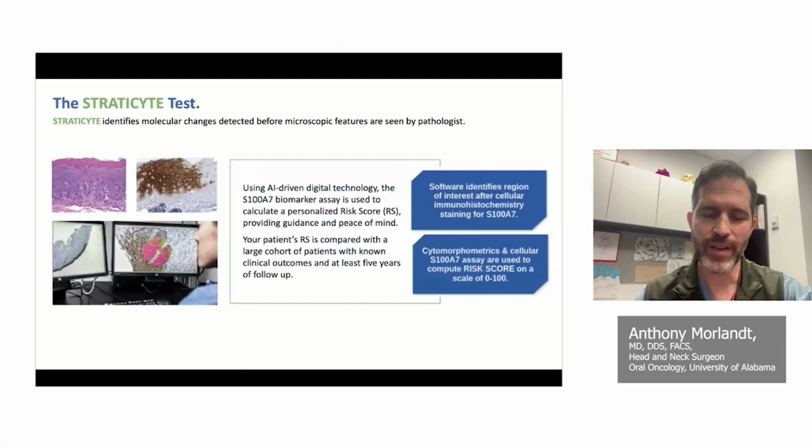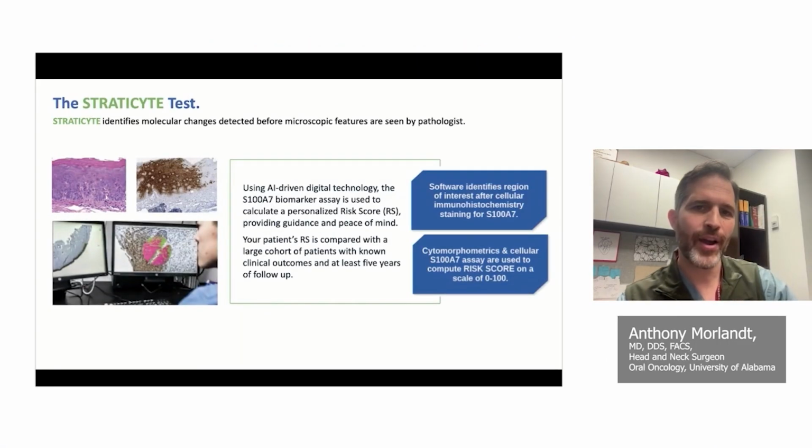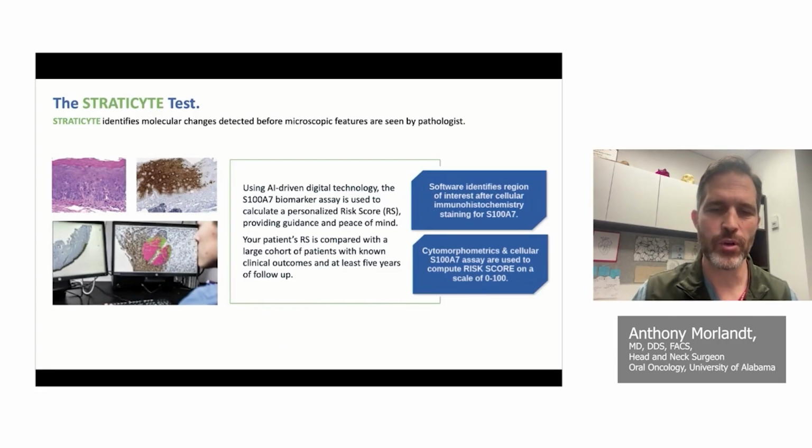Now, our STRATICYTE test is based on a protein biomarker that's been extensively studied, and it has been shown to help cancer cells invade and migrate and metastasize. And so it stands to reason that before a precancerous lesion becomes malignant, it will overexpress this protein.